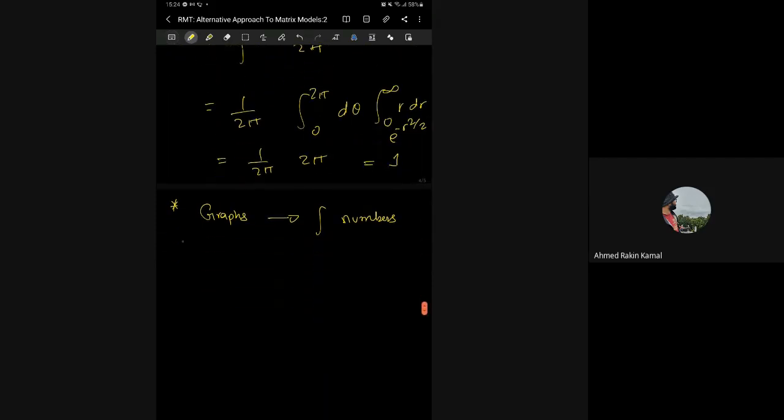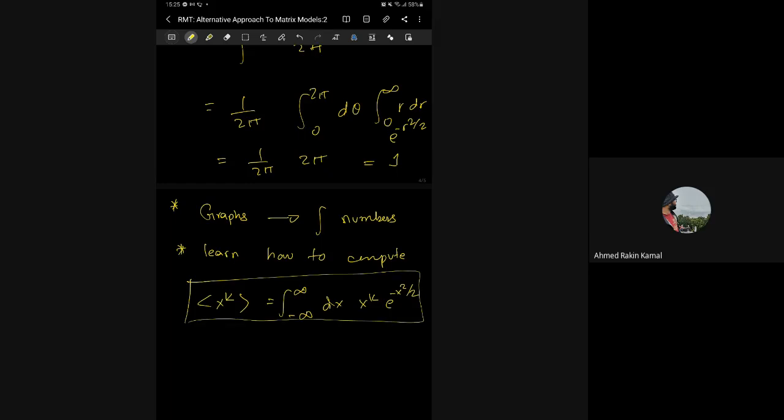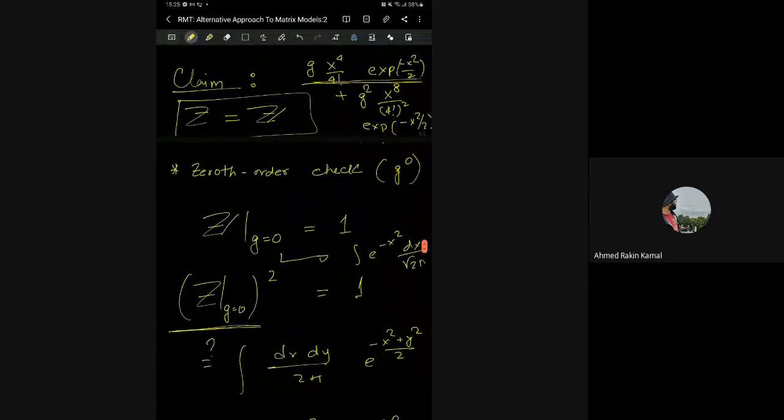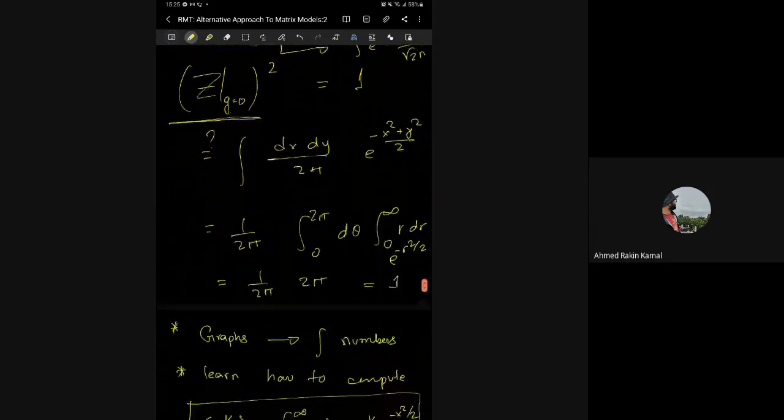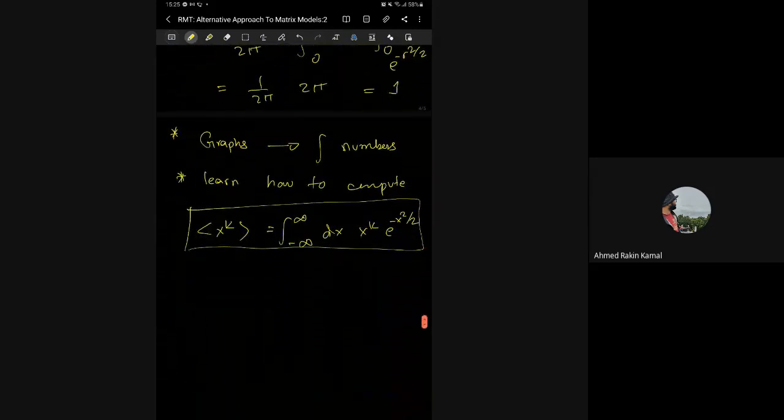Okay, so for this we need to learn how to compute different powers of x. We have to learn how to compute this, because these are the numbers we will generate here. For example, x^4, I'm omitting g, and that's it. So we have to learn how to compute x^4 exponential of minus x squared over 2. We have to learn how to compute these integrals.